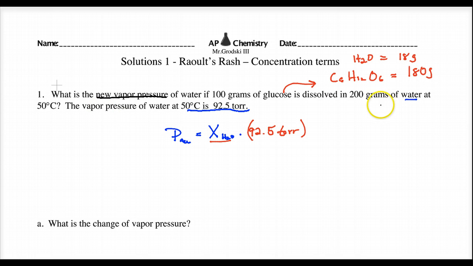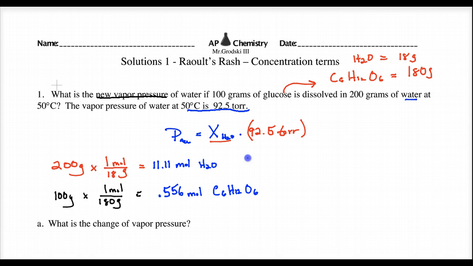So what we're going to do is convert our 200 grams of water. I'm going to get rid of grams, so grams goes in the bottom. And I know 18 grams equals 1 mole. Set that up. And then my other one, I have 100 grams of glucose. Same idea. I'm going to get rid of grams, so when I do my conversion, grams go on the bottom. And 1 mole of glucose is 180. Let's get our calculator out. And these are the moles of each.